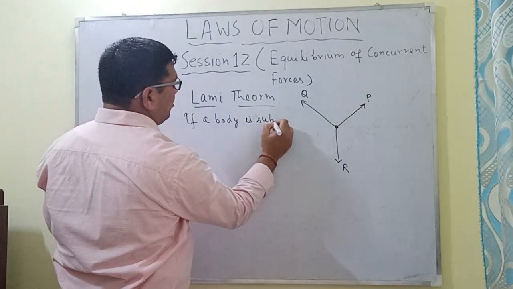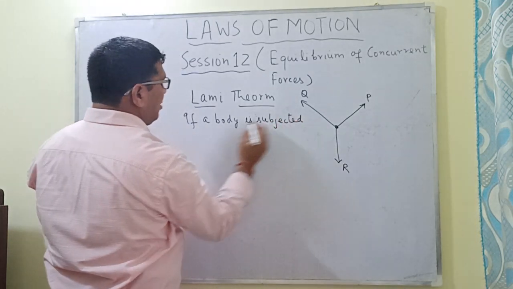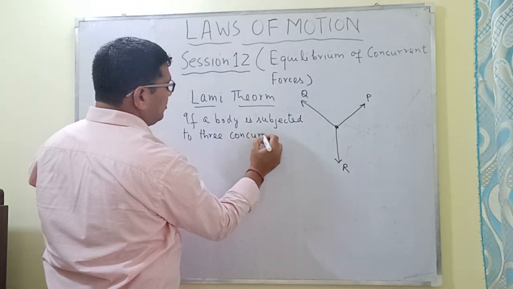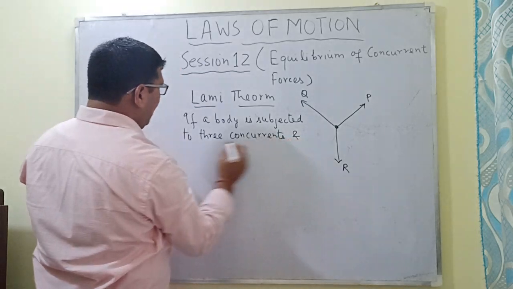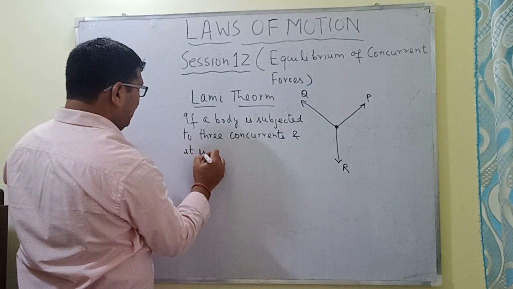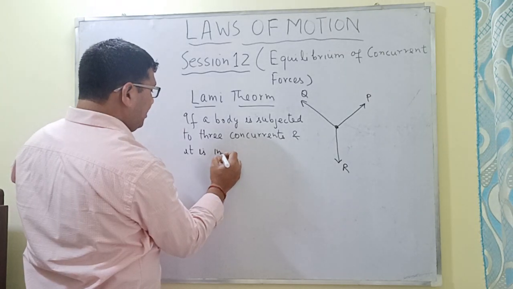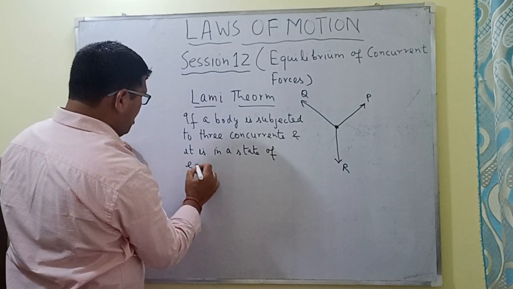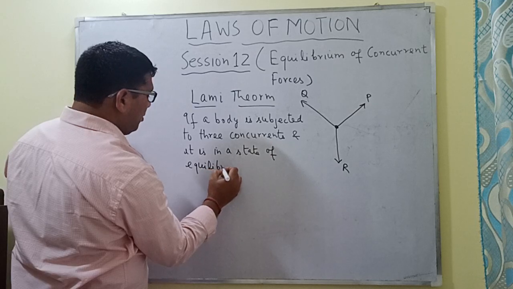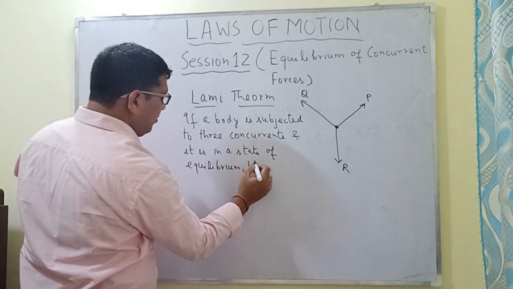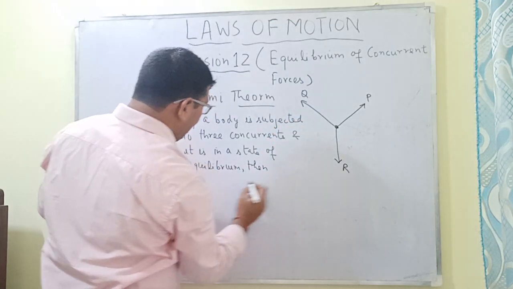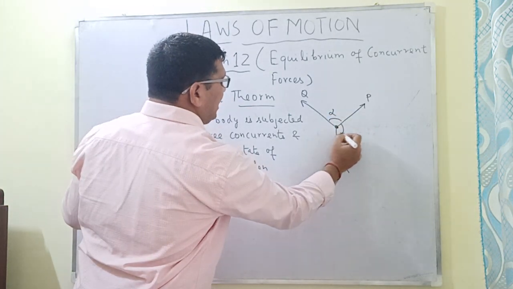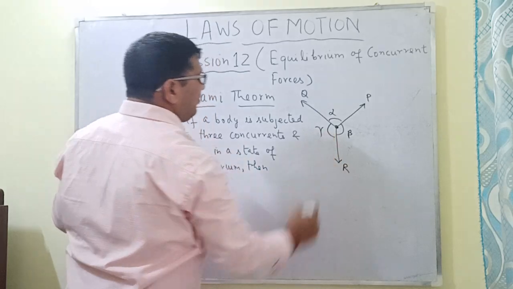If a body is subjected to three concurrent forces and it is in a state of equilibrium, then, let us say this angle is alpha, this angle is beta, and this angle is gamma.